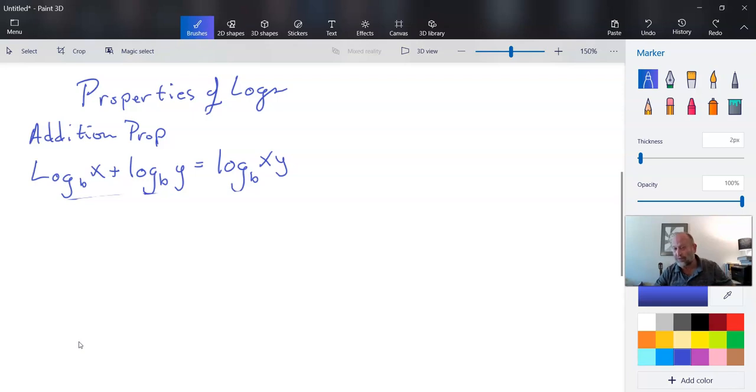Okay, so we have our first rule. Now, the second rule is the subtraction rule. Actually, no, let's do the power rule first, because the subtraction rule is a consequence of the addition rule and the power rule, or power property.